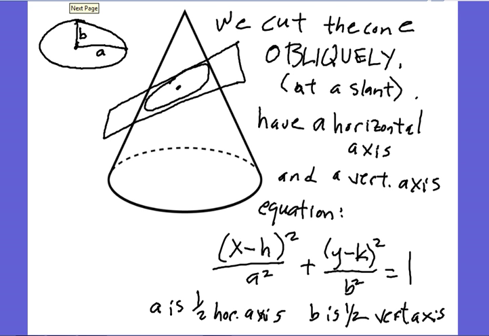What if I come at the cone at a slant, okay? I come at it what I call obliquely. If I come at it obliquely, at a slant, I get a different shape, okay? Does anybody know what this shape is called? So it's circular, but it's not a circle, right?